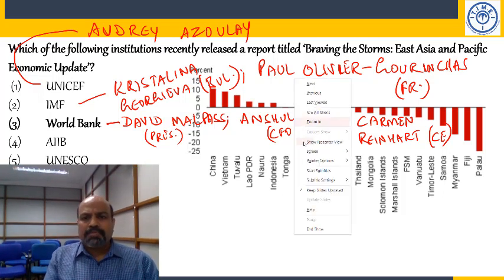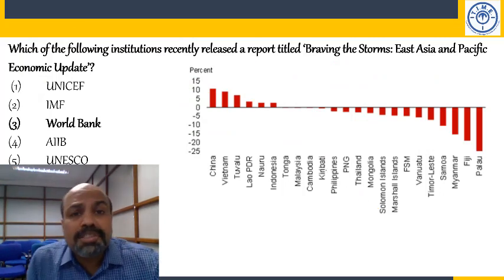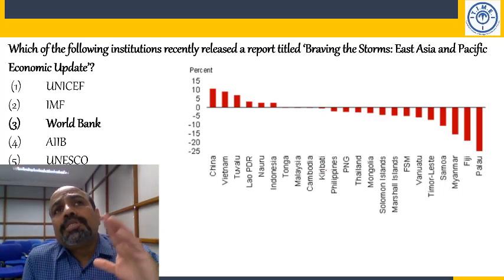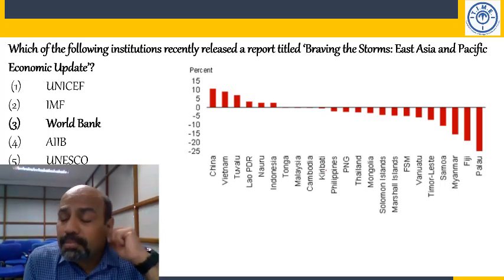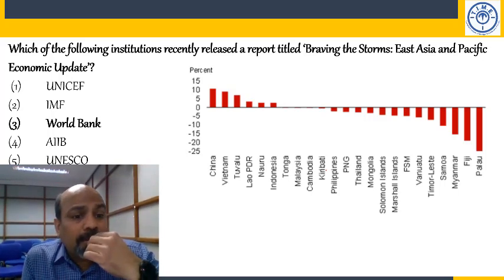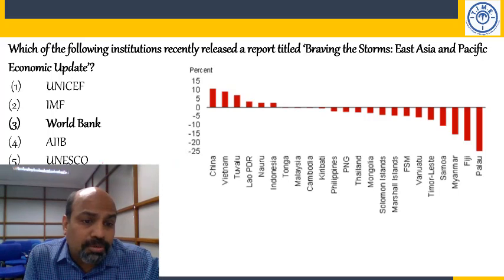Let me clear this. Too much I've read. Audrey Azoulay is from France. No, it is my mistake. I'm extremely sorry. I got a little confused between UNICEF and UNESCO. Audrey Azoulay is the president, the Secretary General of UNESCO.